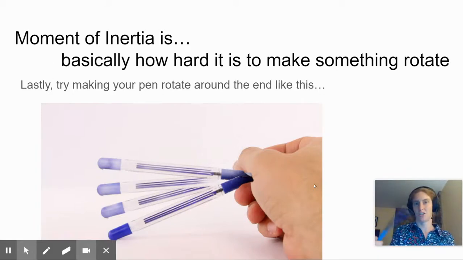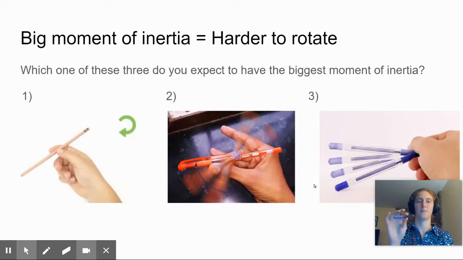Now, if moment of inertia is how hard it is to make something rotate, which one was the hardest to make rotate? The one where you had it like this and were rolling it, the one you had it like this, or the one where you held it at the end? I would say the one at the end was the hardest to rotate. Therefore, the bigger the moment of inertia, the harder it is to rotate. So the one where you hold it at the end is going to have the biggest moment of inertia.